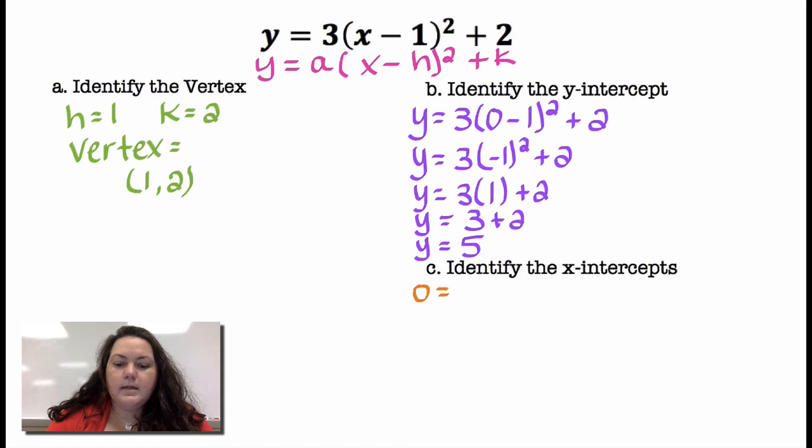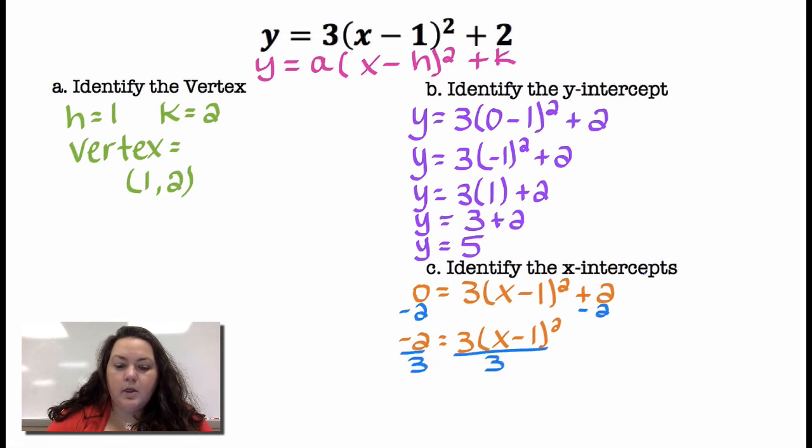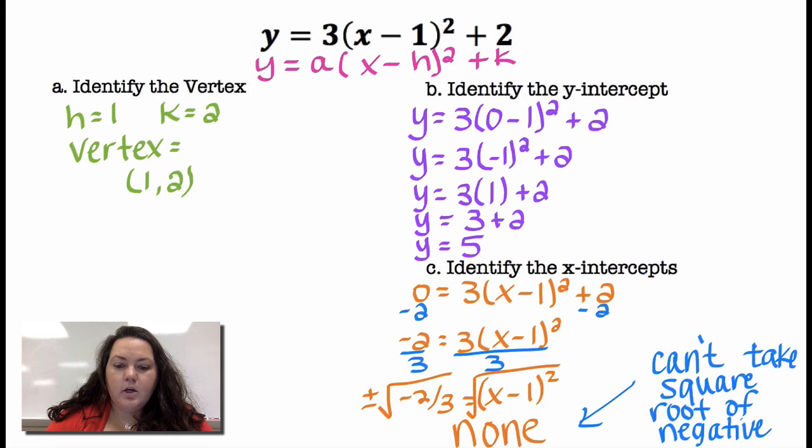My x-intercept, if I plug in 0 for y, I'm going to have to move the 2 over. That's going to give me negative 2 equals 3 times x minus 1 squared. Divide everything by 3, I get negative 2/3. And then I have to square root that. Since I can't take the square root of a negative, I have no x-intercepts, which means it's not going to be crossing the x-axis, which is fine.